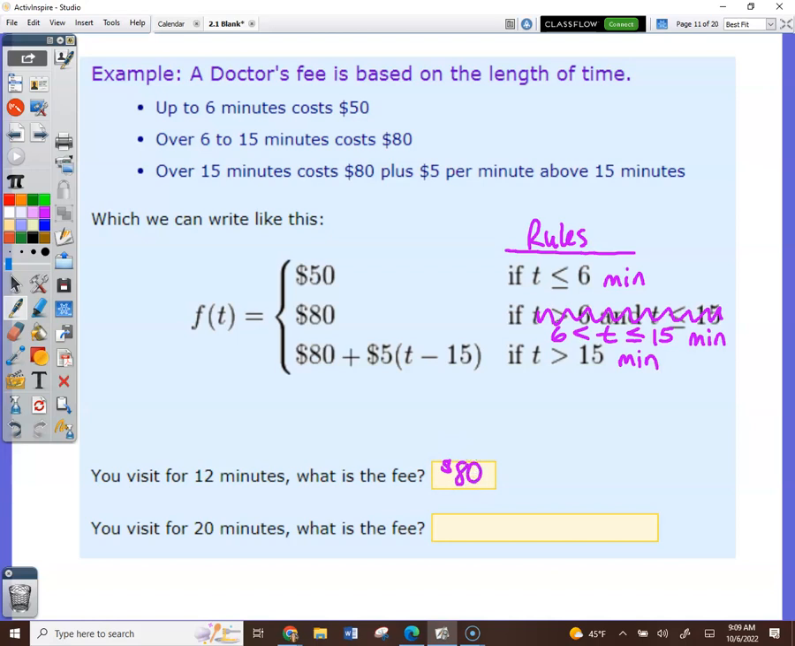If you were there for 20 minutes, what rule would you fall in? Rule 3. So right here, you would plug 20 in. 20 minus 5, or 15 is 5. 5 times 5 is 25 plus 80. I'm going to write it. You can, but it's just easier to subtract it first. What did we say? 80 plus 25 is 105.